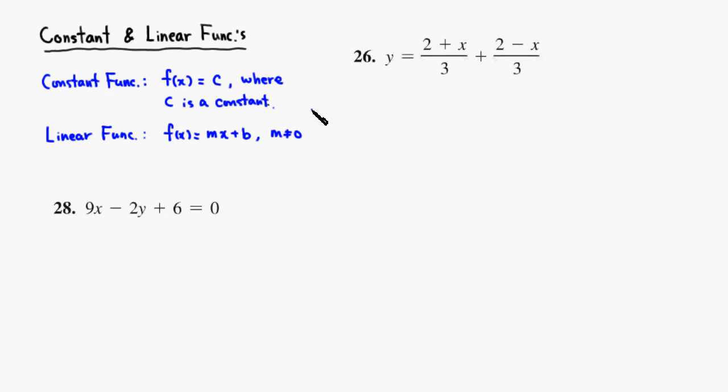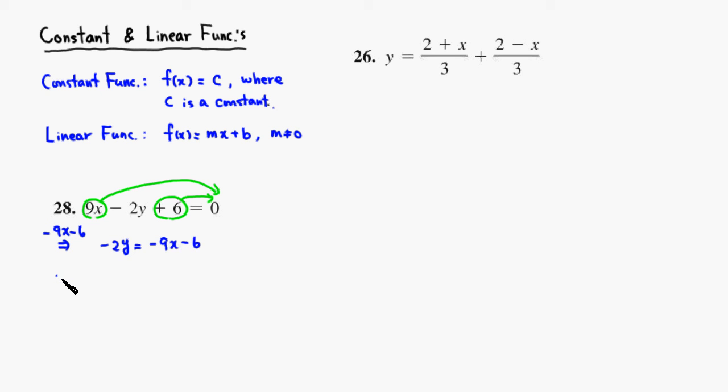All right, so let's look at number 28. Let's try to solve for y, so isolate y. So I'm trying to get rid of 9x and 6 at the same time. We basically want to put those on the other side, the right hand side, by subtracting 9x and subtracting 6. So what's left is negative 2y on the left, and then you would have negative 9x minus 6.